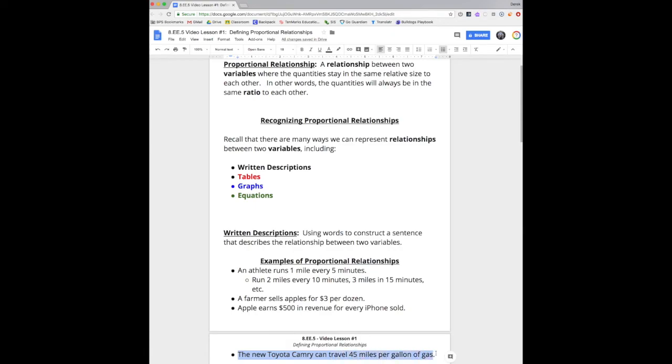In future videos, we're going to talk about how to recognize proportional relationships when we use tables, graphs, or equations to represent the relationship.